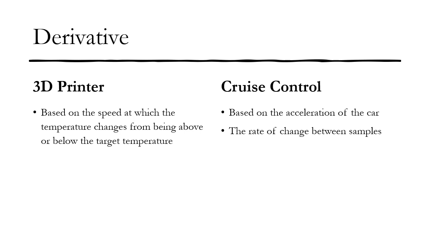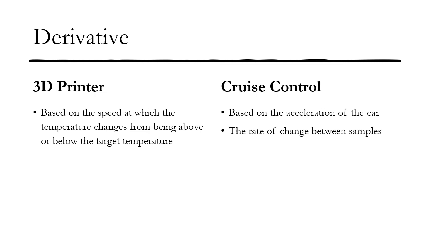So the final thing is the derivative. With a 3D printer, this is based on the speed at which the temperature changes from being above or below the target temperature. So it's looking at the speed that you're changing, and it changes based on that to make sure you don't overshoot the temperature too much, or shoot below it if you're above it and you're coming back down. It helps to dampen that temperature change when you're getting near the target.